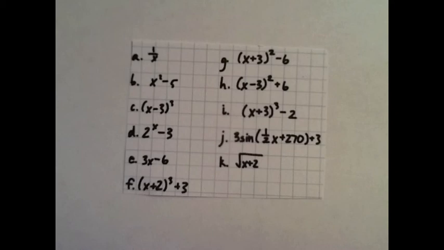Graph J was 3 sin(1/2 x + 270) + 3 because the amplitude of the sinusoidal graph was 3. The frequency was 1/2. We needed to shift the starting point to the bottom, so we rotated 270 degrees, and the midline was 3. Finally, graph K was root(x + 2), because the graph needed to be moved 2 to the left, and it was a root function.